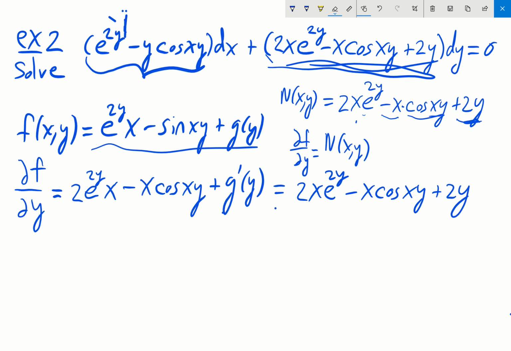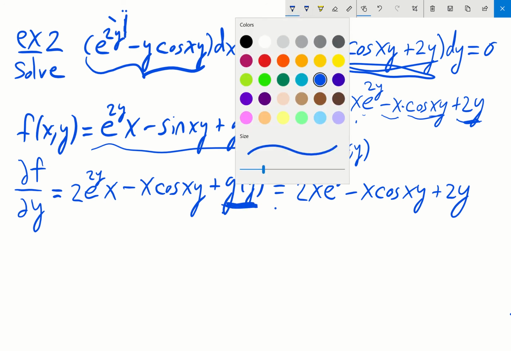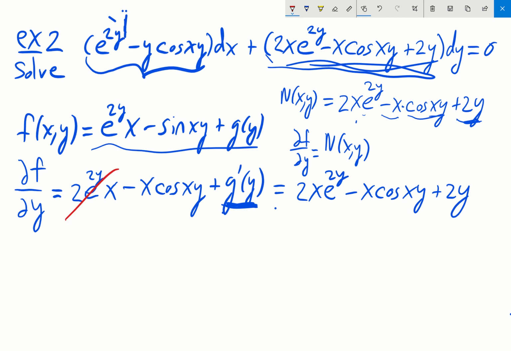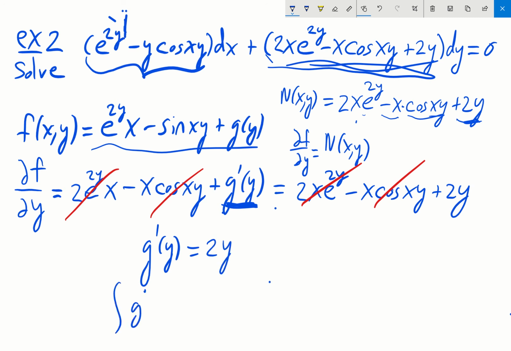And now we have an equation where we can solve for g prime of y. To get g prime of y by itself, I would subtract this from both sides. That cancels. I would add that to both sides. That cancels. And what we get is the following. g prime of y is going to be equal to 2y. So we can find g by simply integrating both sides.